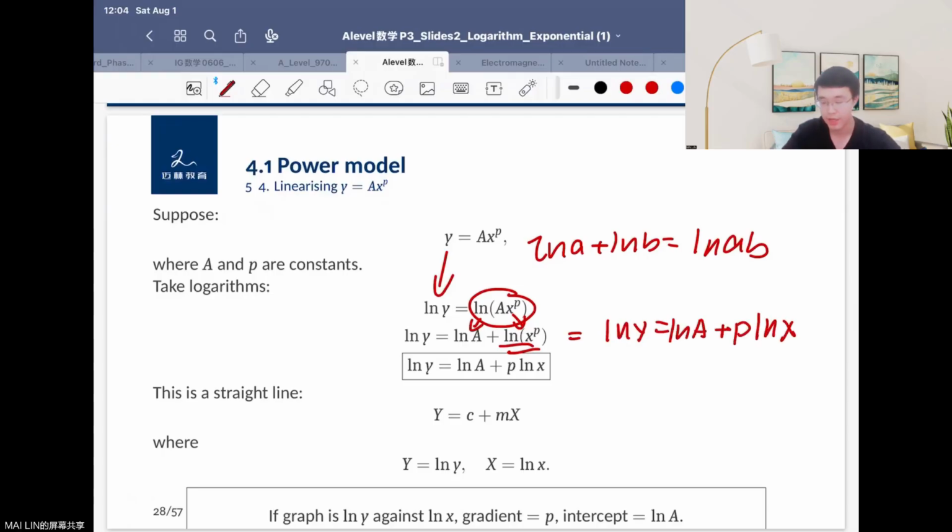Here you can let log x be capital X and log y be capital Y, and let log a equal c. So it becomes Y equals c plus mx, where Y equals log y and X equals log x. Okay, that is it.